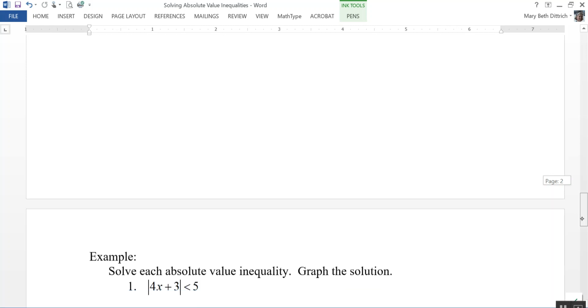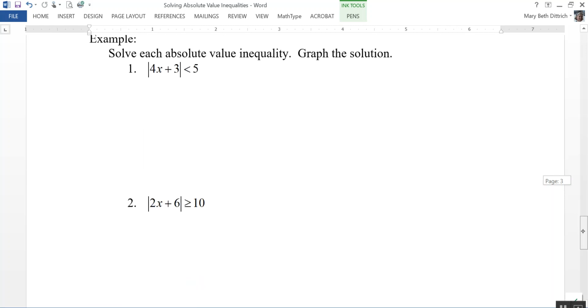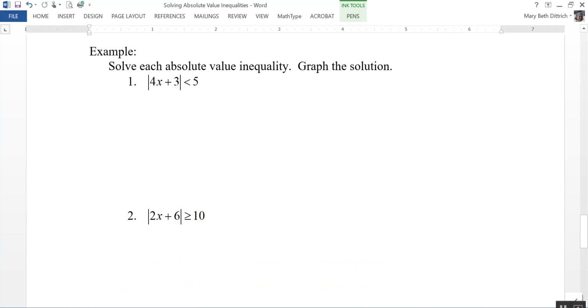Let's take a look at a couple examples here. We need to solve each absolute value inequality and then graph the solution. So here we have the absolute value of 4x plus 3 is less than 5. In other words, what are the values of x that make this expression less than 5 units from our central number? Since this is a less than, this is going to turn into an and inequality. And I prefer to write my and inequalities like this. So negative 5 is less than 4x plus 3, which is less than 5.